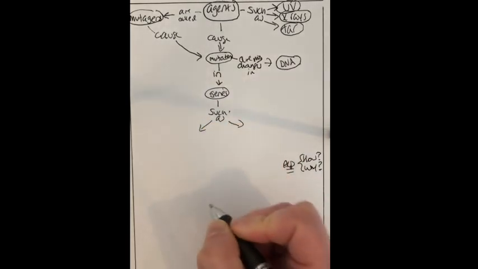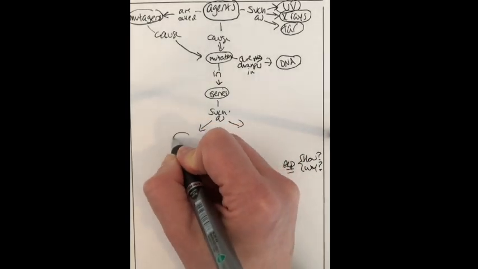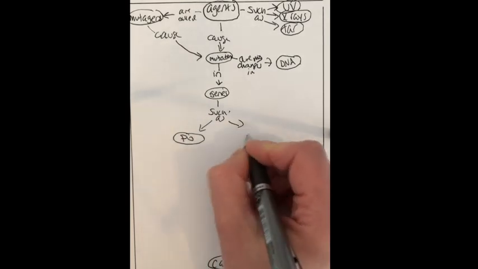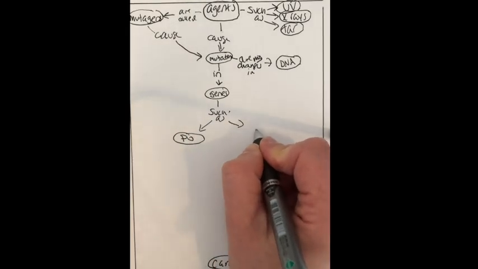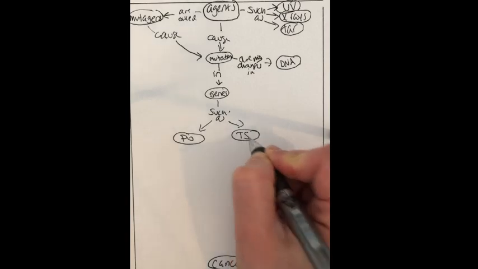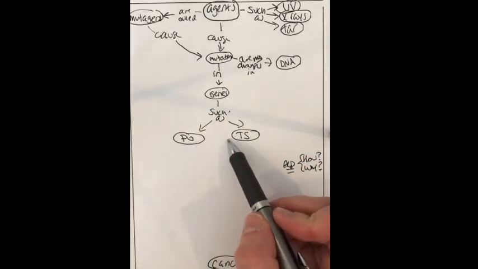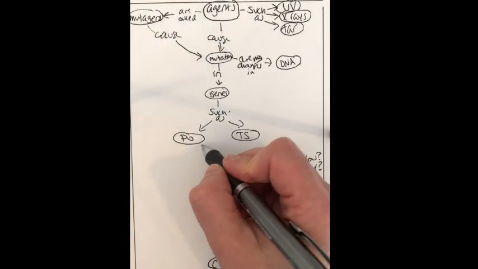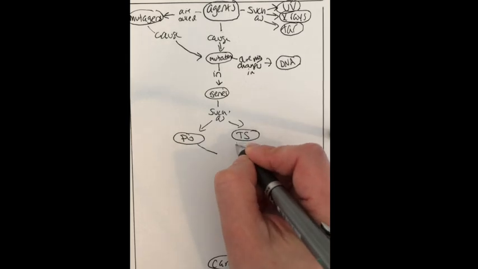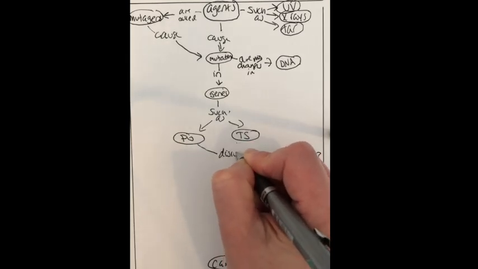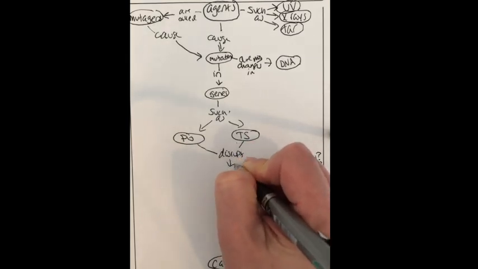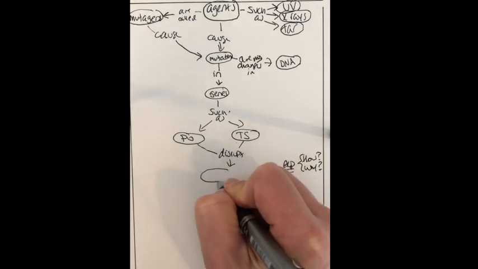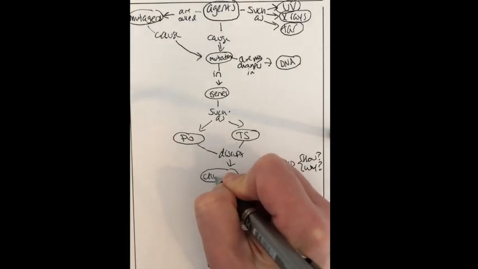we're going to branch that into two. I'm going to abbreviate here; you can write it all out. Proto-oncogenes or tumor suppressor genes. Remember, those are two classes of genes. And when there are mutations in those genes, that disrupts the cell cycle.